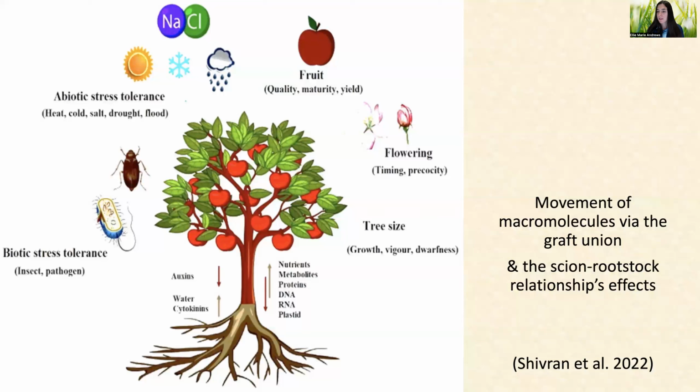So here's a nice diagram that just shows the movement of different macromolecules via the graft union. This is just saying there's a lot of back and forth that happens between the scion and the rootstock, whether it's nutrients, proteins, etc. And this also nicely illustrates the scion-rootstock relationship's effects on things that we care about, like fruit quality, maturity, yield, and all of the other things that happen, like abiotic and biotic stress tolerance, flowering, tree size, things like that.